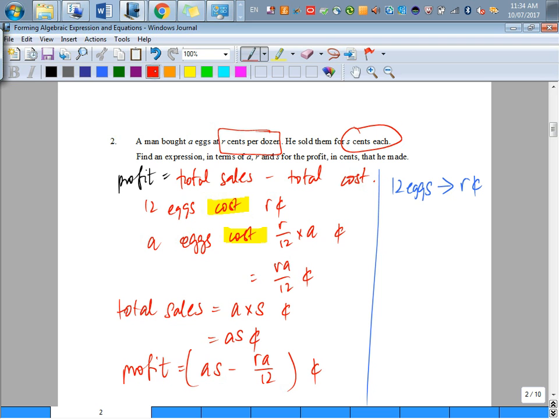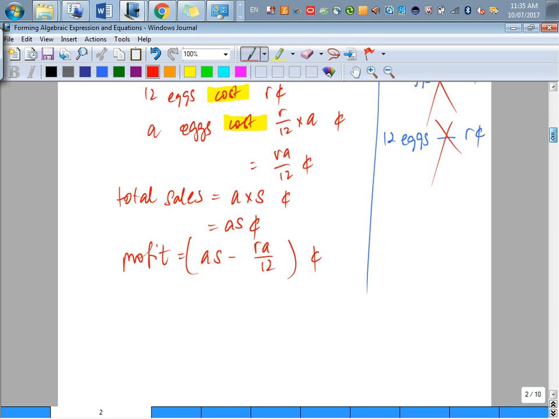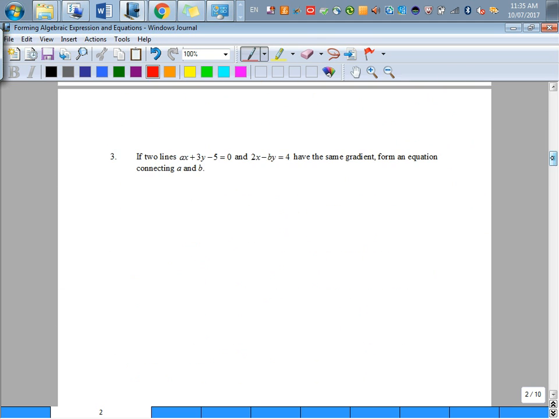Don't use arrow anymore. Avoid using dashes also. Or you do something like 12 eggs, and then you dash R cents. So let us not use these things. Let's just spell out the word cost. It helps you read and understand better what you're doing. It helps the Cambridge marker understand what you're doing also. Come on, it's just one word. There isn't much.